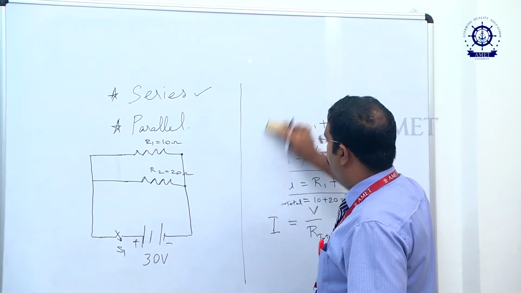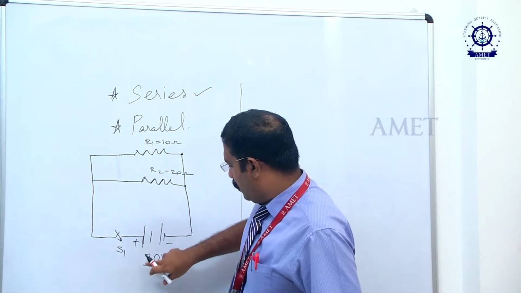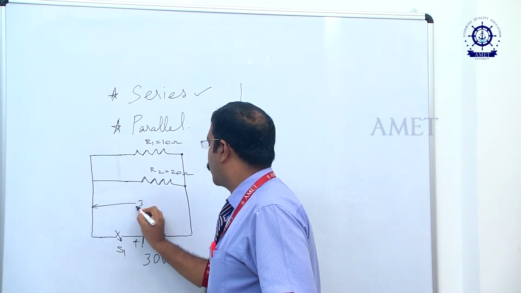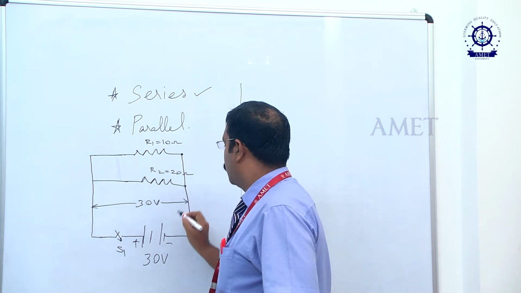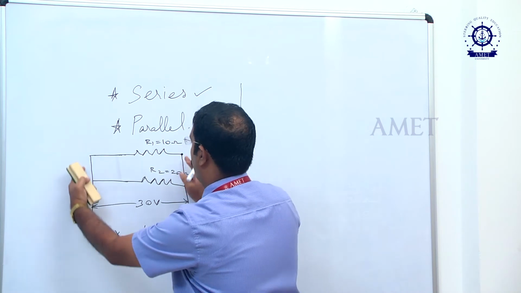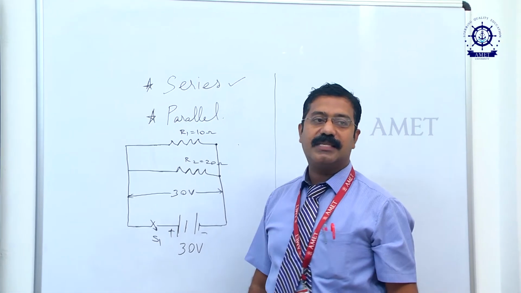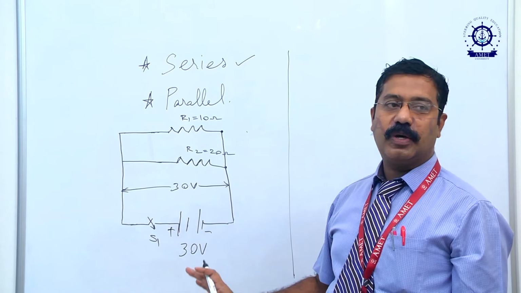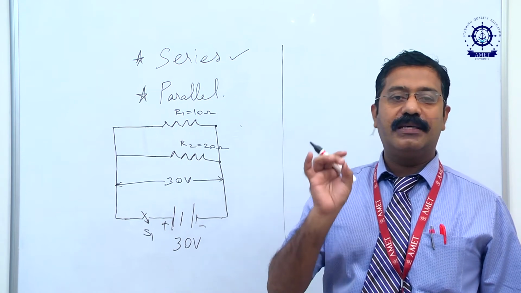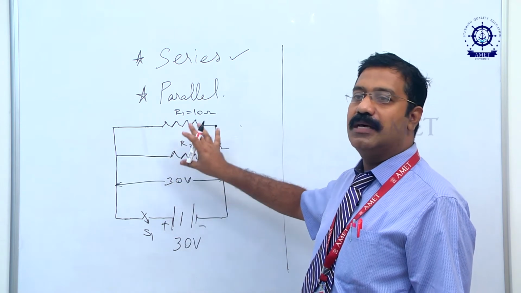See, in the previous case we saw the currents were the same, but here the 30 volt power supply is being applied across the battery, is it right? Across the battery I am connecting 30 volt, and this is the voltage across resistance R1. Similarly, this is the voltage across resistance R2. That means in a parallel circuit the voltage remains the same for all the appliances. Whatever voltage you connect, the same voltage will appear across R1 as well as R2.